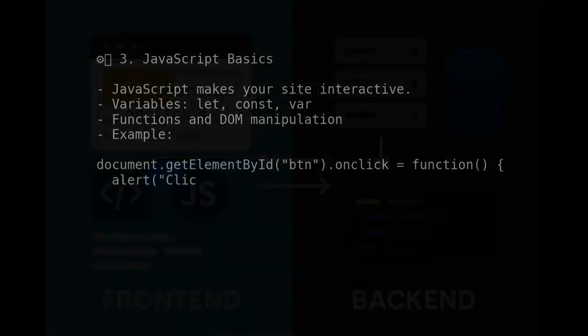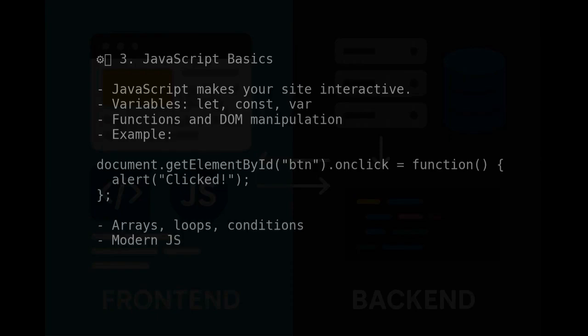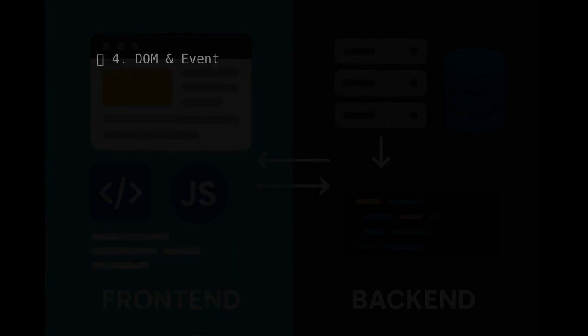Split screen animation showing the front-end, browser, HTML, CSS, JS on one side and back-end, server, database, code on the other. Show arrows of data requests from browser to server and back. Use icons and code snippets to represent each side.